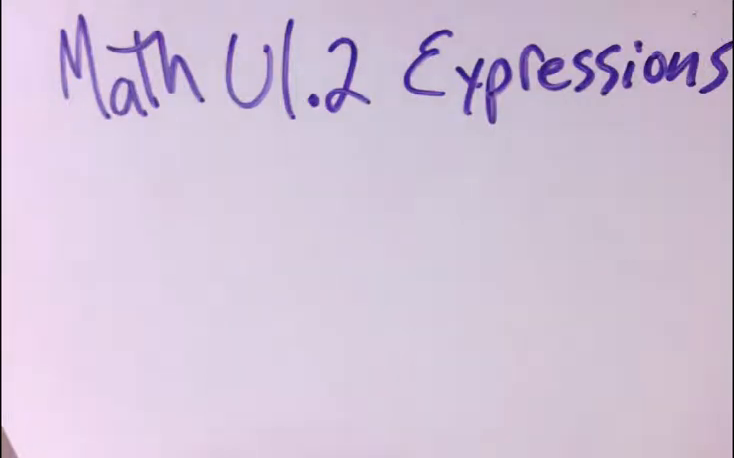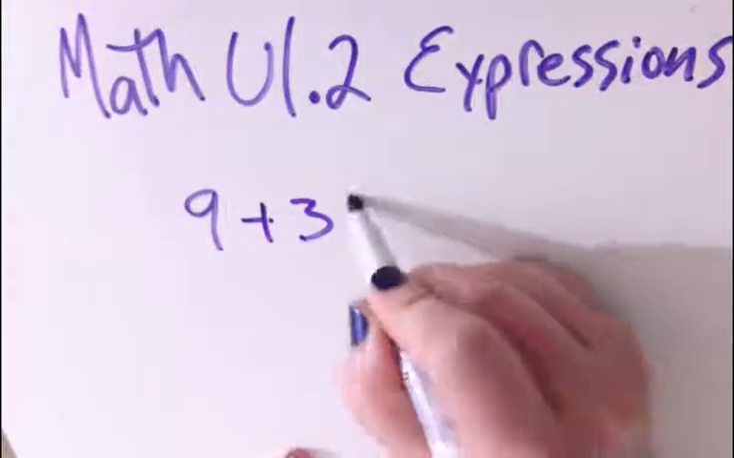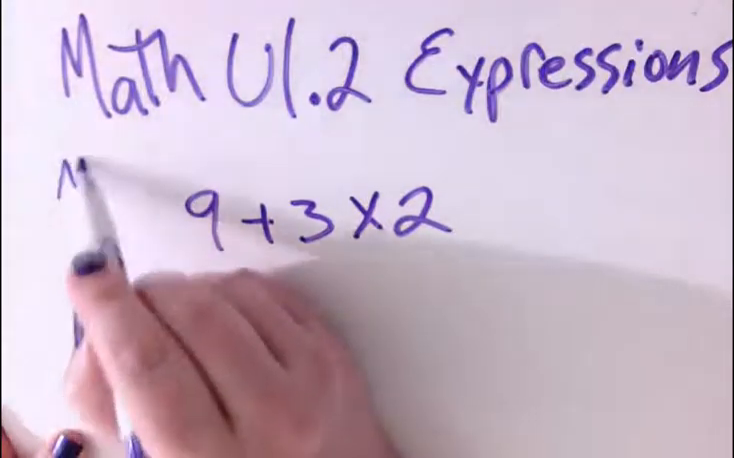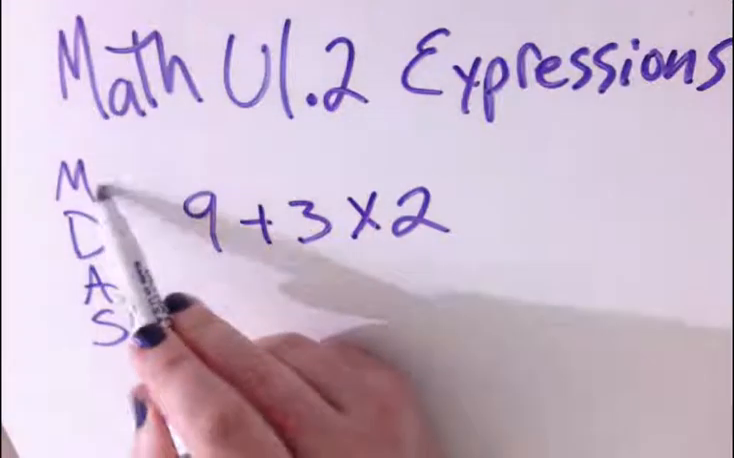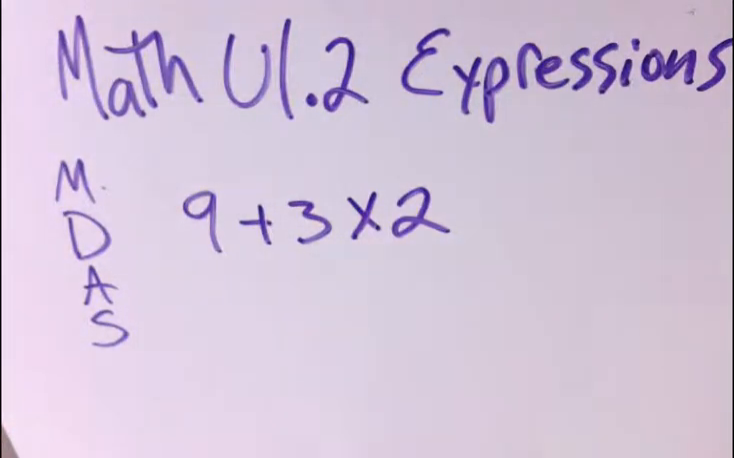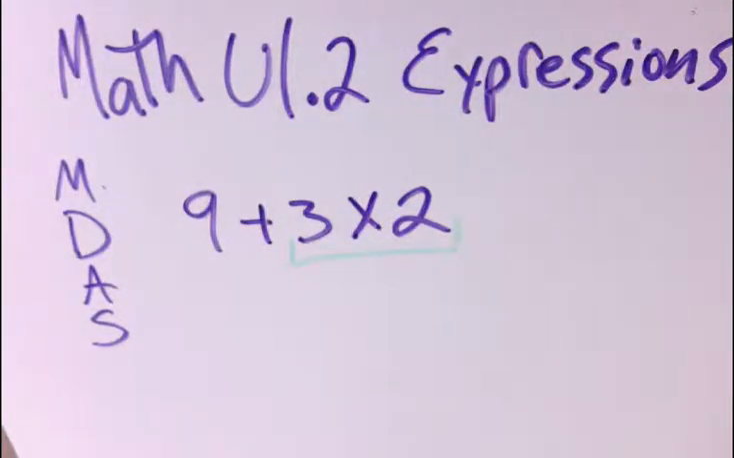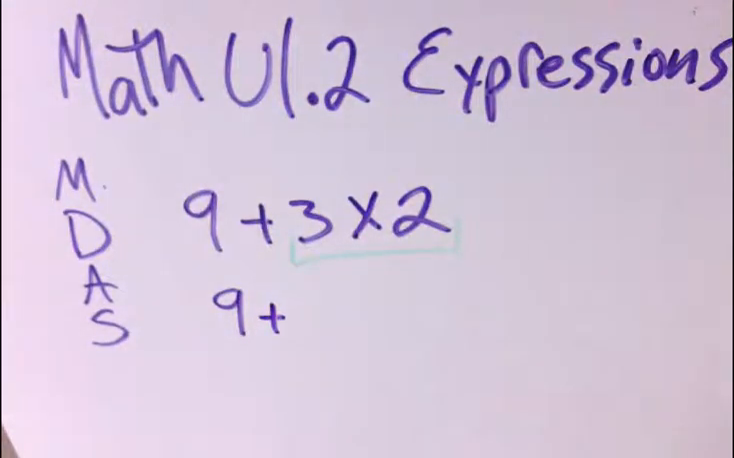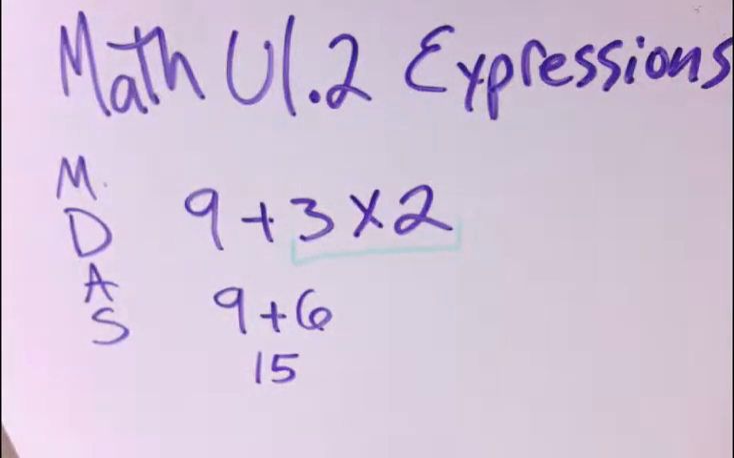So for example, if I have 9 plus 3 times 2, and I want to know what that equals, the first thing I'm going to do is, if you remember My Dear Aunt Sally, we're going to start with all of our multiplication first. So in this case, 3 times 2 is our multiplication. So we're going to leave the 9 because we haven't done anything with that yet. And then 3 times 2 is 6, which would give us 15.